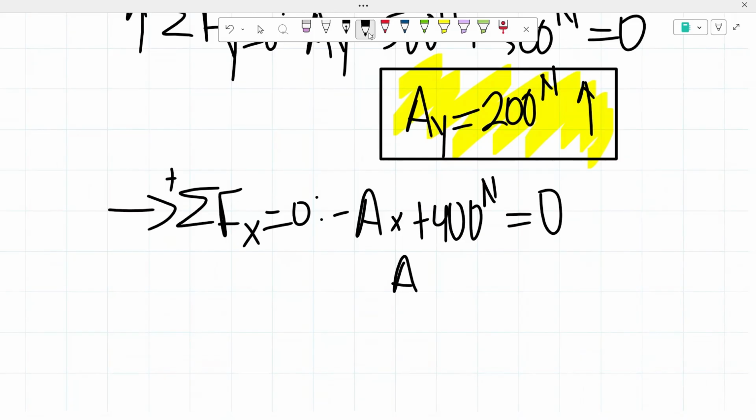So if we solve this for AX, we end up getting that AX is equal to 400 newtons. We got a positive number, meaning we assumed correctly. So we know that that 400 newtons is going to be going to the left.